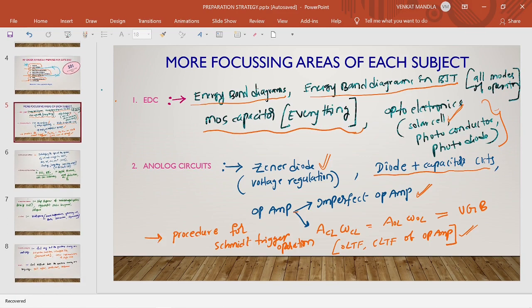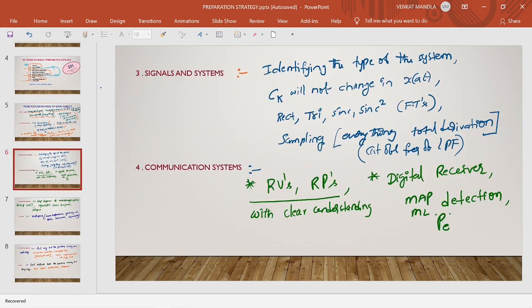The next subject is signals and systems. So this is a very easy subject. You can score full marks. The more focused area is this one: identifying the system. So what type of system it is? They will give you input and output relations, and they will ask you what kind of system it is.